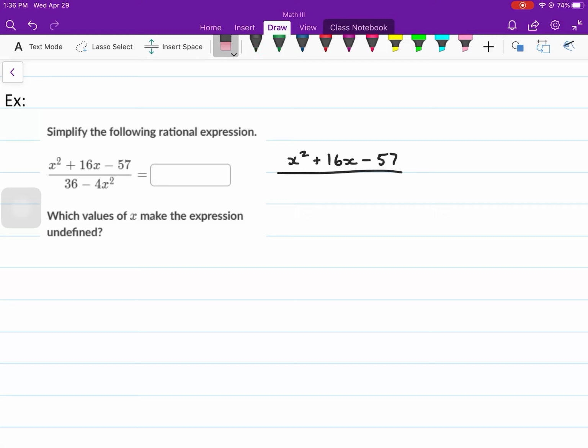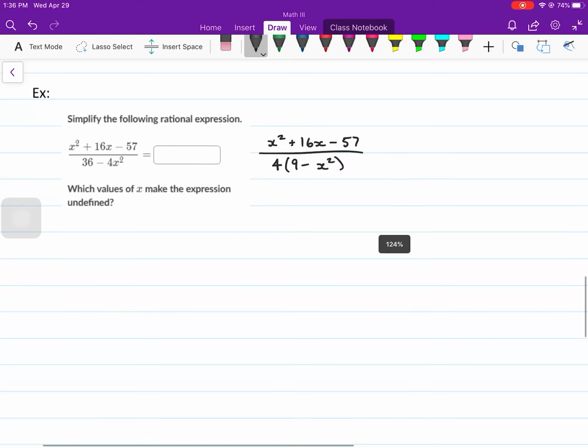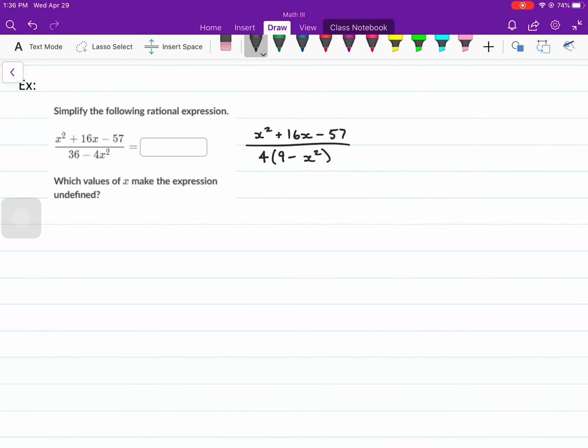And then the 36 and the 4, we could factor a 4 out from. So we'd have 4 times 9 minus x squared. And so factoring the bottom, what you'll see is that we have a difference of two squares. So that's 3 plus x times 3 minus x, going back to the special cases that we saw before.